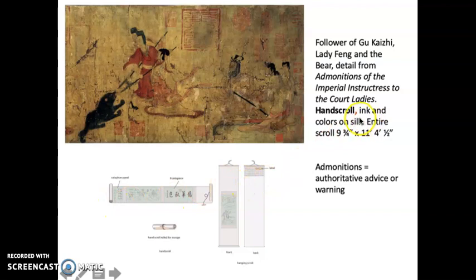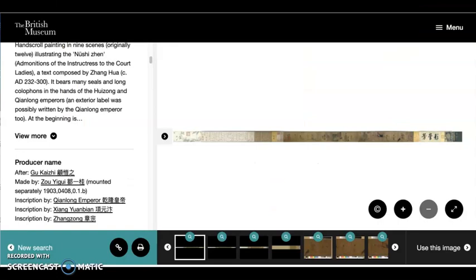In either case, as in the case of this painting, paintings like this were generally made out of ink and colors on silk. If you go to the website of the British Museum, which owns this magnificent hand scroll, you can get a better sense of its broad horizontal sweep, of what it actually means that it is 9 inches high by 11 feet long, as the textbook indicates. And also what it means that it has additional components added later.